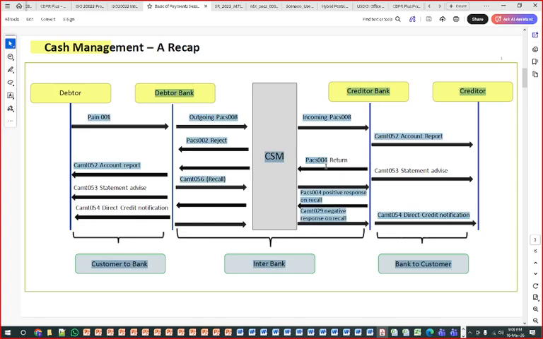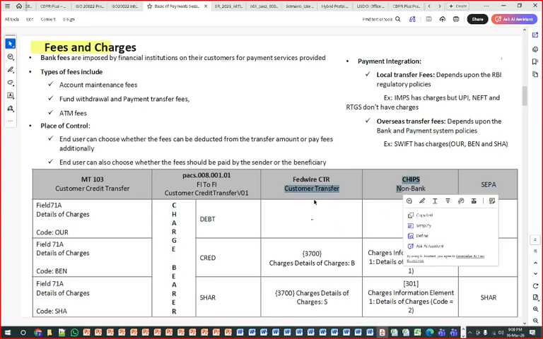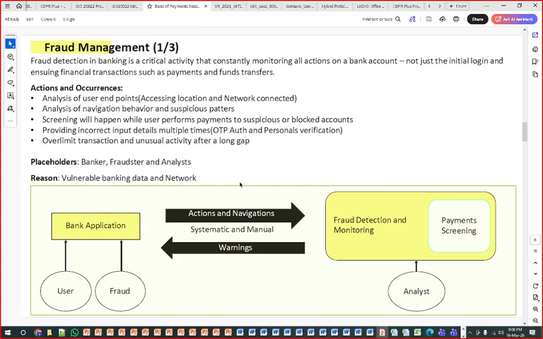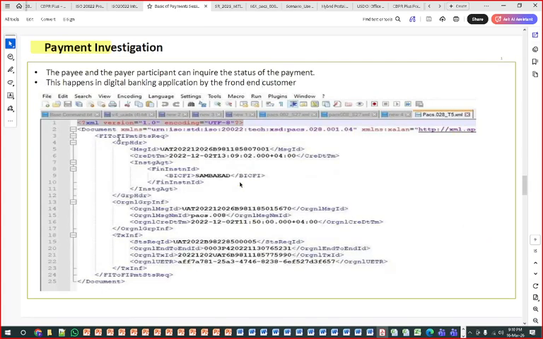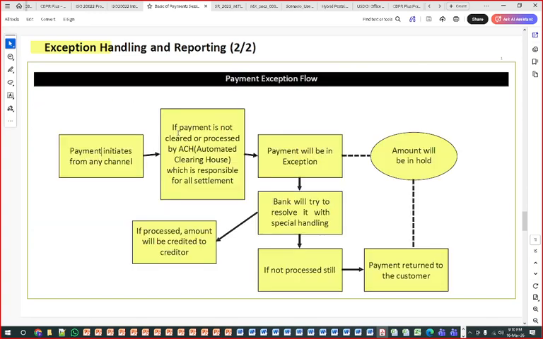We are learning this diagram completely for almost 3 hours, and I am going to discuss it with you. Then, based on that, how fees and charges are calculated, how the credit fee depends on which system you are using, Fedwire, CHAPS or SEPA. This is the actual flow of who is going to pay, fraud management, and when a payment falls into the exception queue, how we do payment investigation. That is also part of the training. Exception handling is called payment investigation.